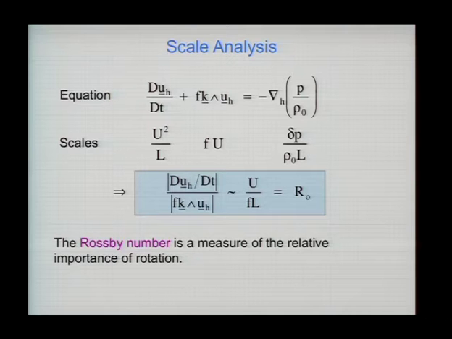F goes to 0 at the equator. It's maximum at the poles. It's maximum positive at the North Pole, maximum negative at the South Pole. It has value F. U, how big is that?